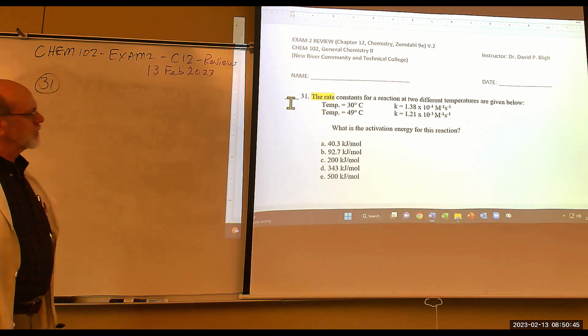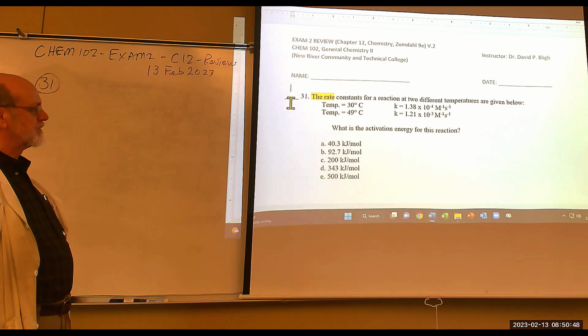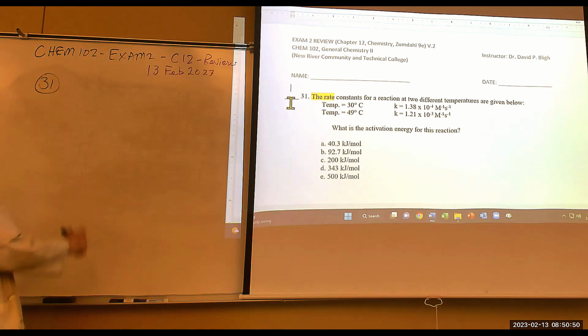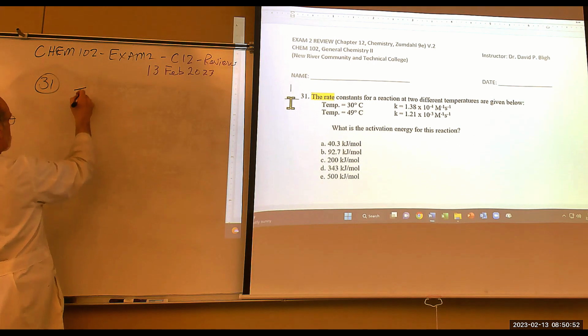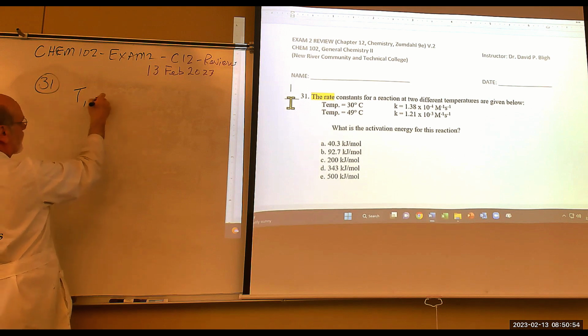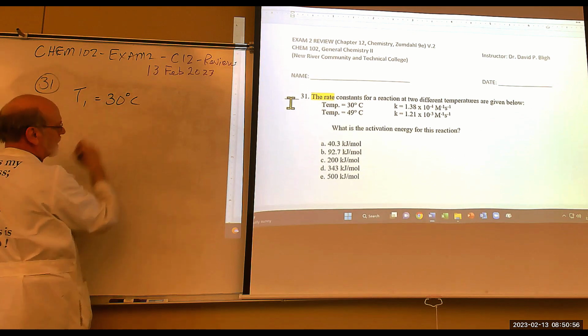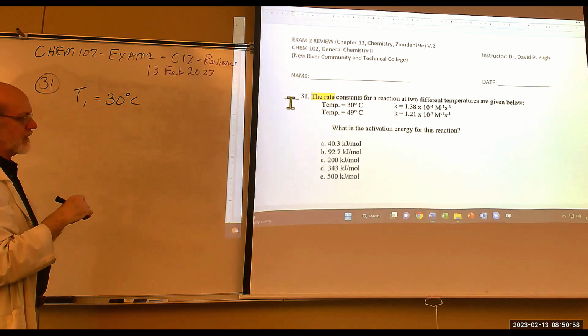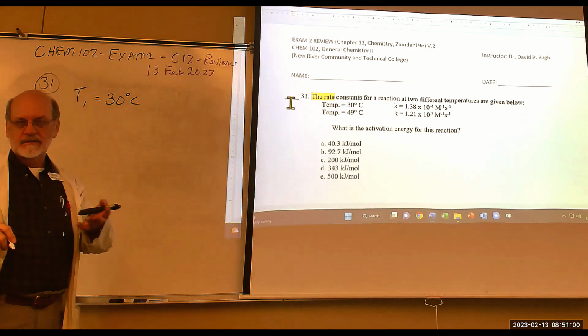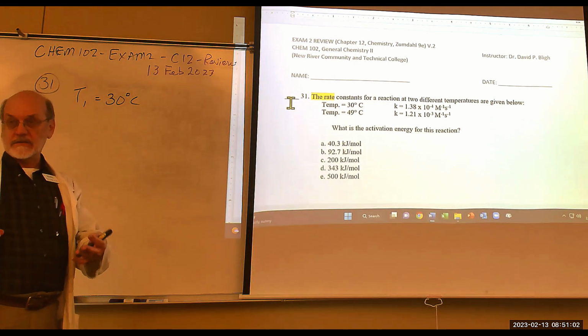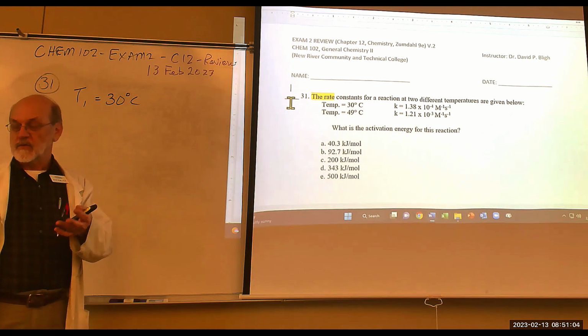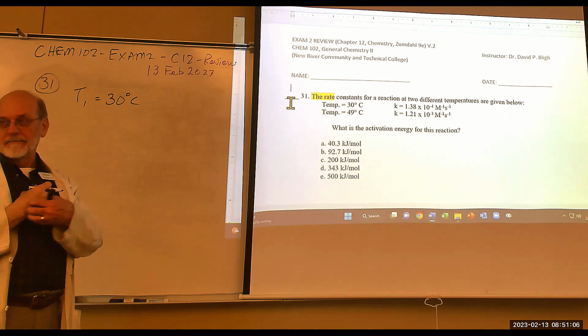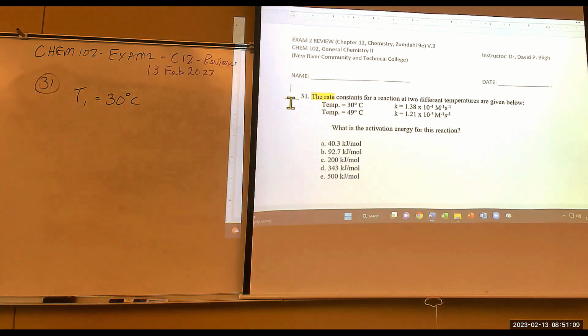The rate constant for a reaction at 2 different temperatures is given below. So when T1 equals 30 degrees C, what are we talking about here? What's the activation energy? We're looking at Arrhenius. Remember the Arrhenius equation? It's in the useful information, on the right-hand column toward the bottom.